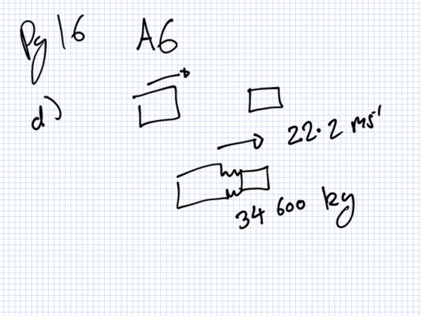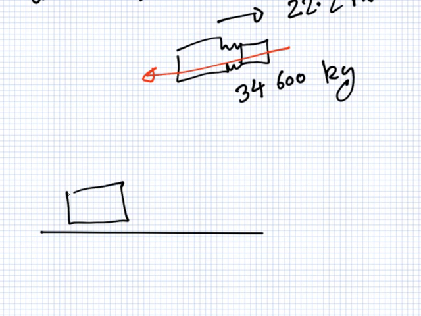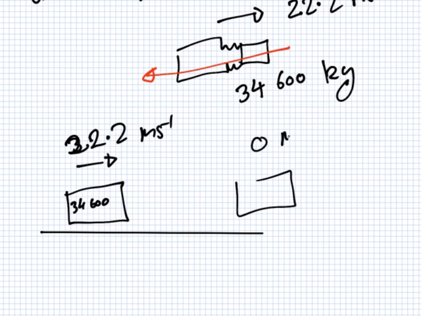What force is required to slow the two vehicles down, assuming that the resultant force has a constant magnitude until the two vehicles come to rest? In other words, they want to know how much force would have to be applied to stop this. So let me just draw that again. We have a mass traveling at a speed of 22.2 meters per second and a mass of 34,600, and we want to know what's the force that causes it to come to rest. Isn't that what they're asking for?